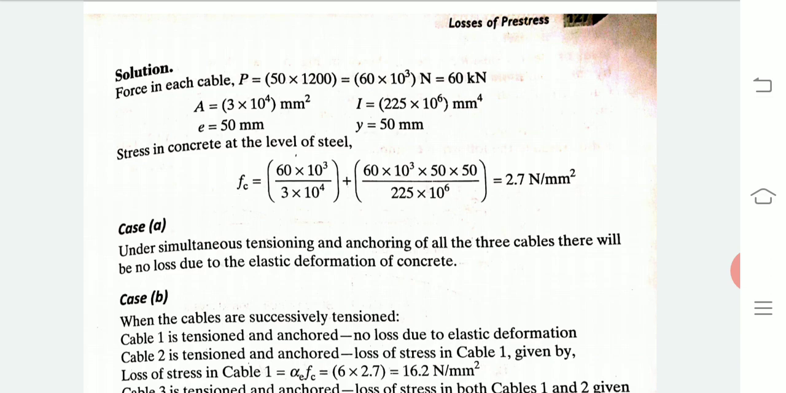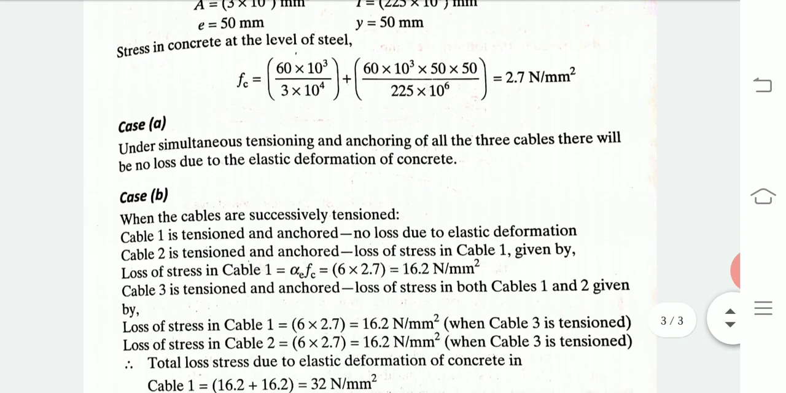Now stress in concrete at the level of steel, Fc is equal to P by A plus Pe into e into y by I. Okay, so here when we substitute the values, we get Fc is equal to 2.7 Newton per mm square.